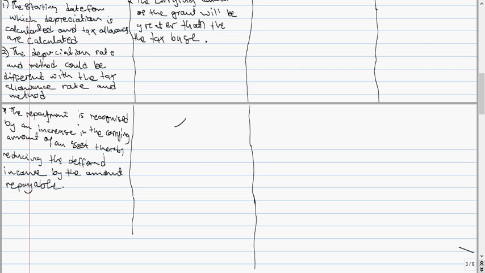Okay, so this applies in both situations. So I'm just gonna erase that line there, so here I'll just write repayment of government grants. So the repayment is recognized by an increase in the carrying amount of the asset, thereby reducing the deferred income by the amount repayable. And in the other situation, we are just saying the carrying amount of the grant will be reduced as well.